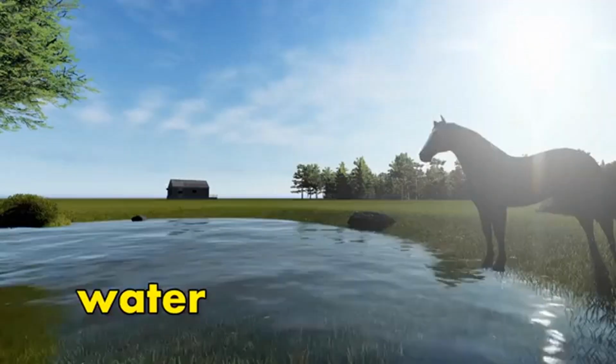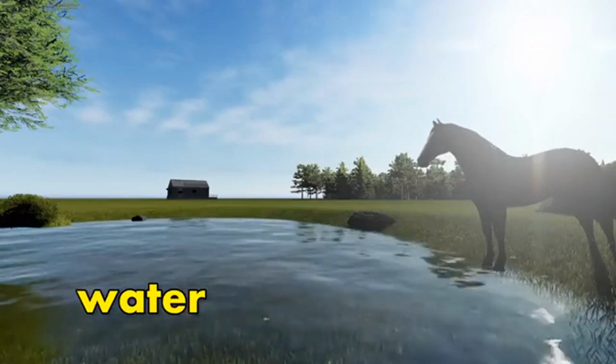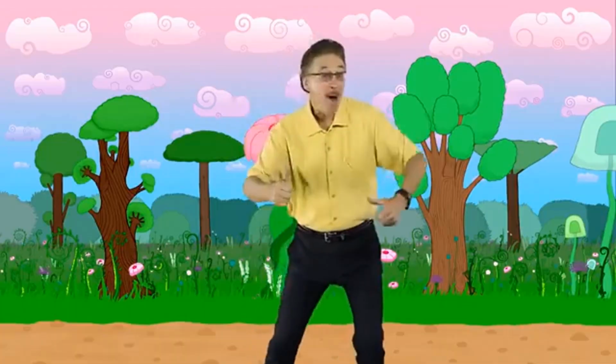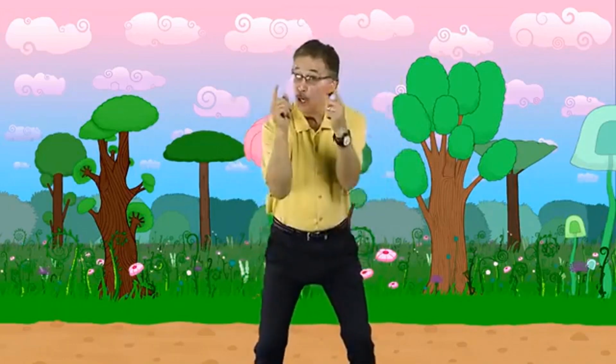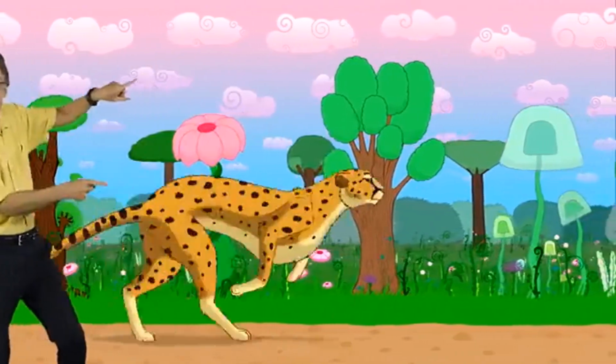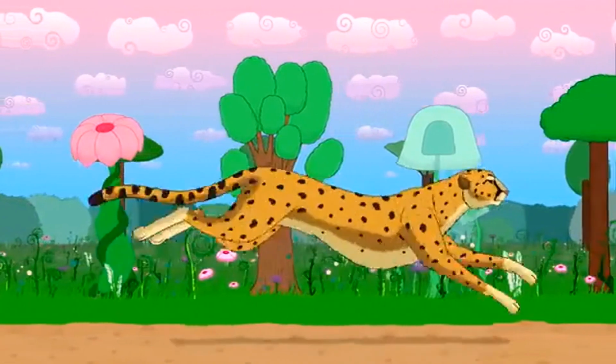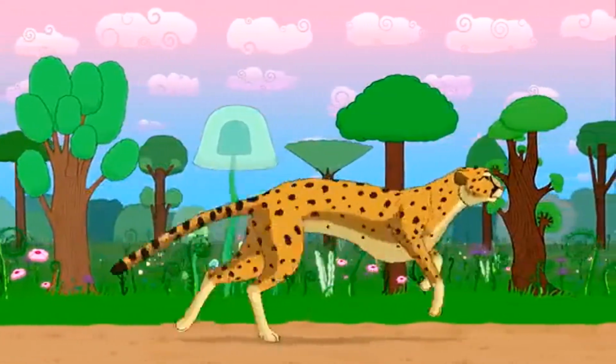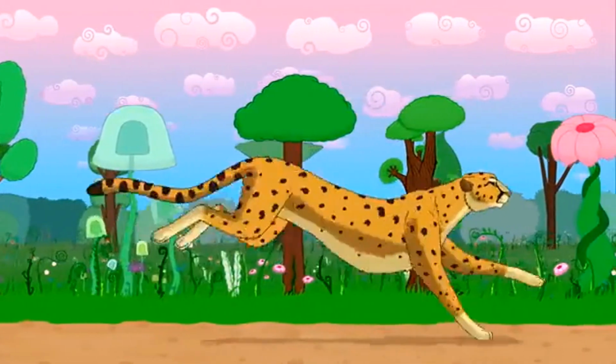Nutrients. All living things must eat in order to get nutrients. Another is water. Water is a non-living thing. Also, there is reproduction. All living things must reproduce in order to increase the next generation. Lastly is movement. All living things must undergo movement.